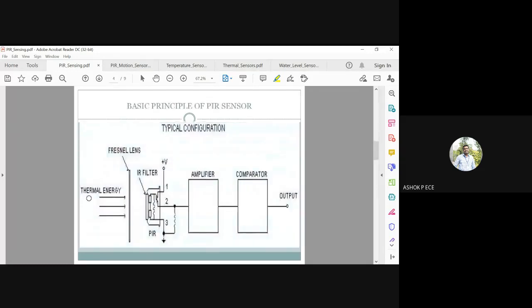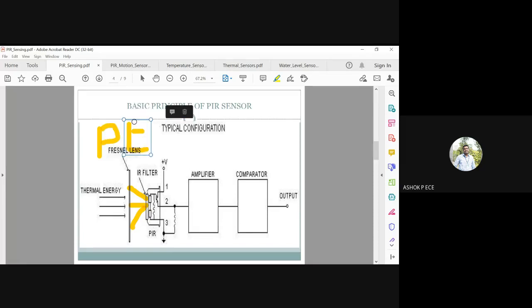Typically, any thermal energy radiated in the surroundings will fall on this Fresnel lens. You know the purpose of the lens: it will focus the radiation onto the IR filter. This IR filter is part of the passive infrared sensor. This Fresnel lens is made up of polyethylene, and this polyethylene is going to allow the infrared light to pass through.